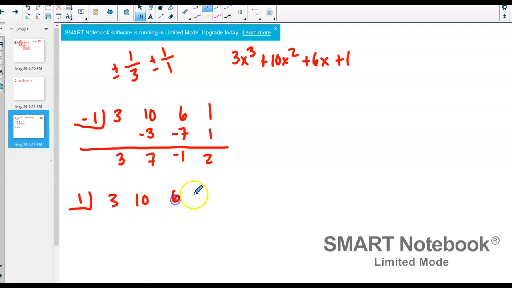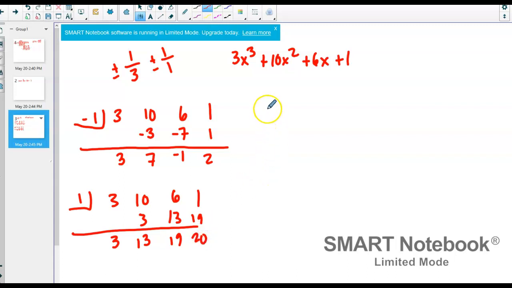I have to have 0 as my remainder is what I end up needing, okay? So 3, I get 3, I get 13, 13 here. That gives me 19, which gives me 19, which is going to give me 20. So that's not one that I want.